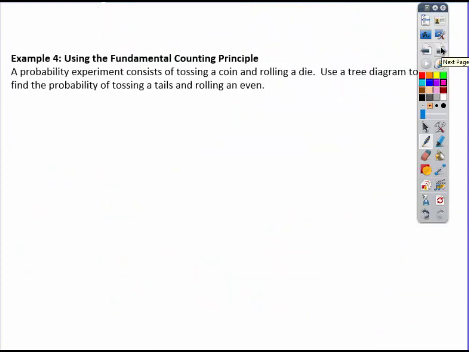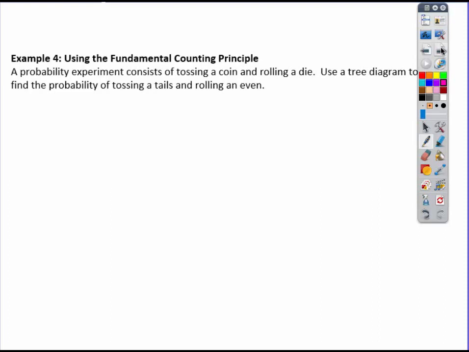Now, we also have the fundamental counting principle. I'm bringing this back up again to make sure we really have this hit home. Example 4. A probability experiment consists of tossing a coin and rolling a die. Use a tree diagram to find the probability of tossing tails and rolling an even.